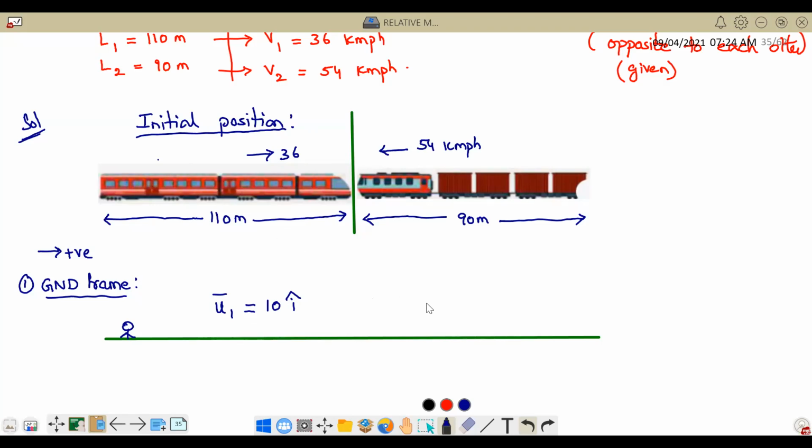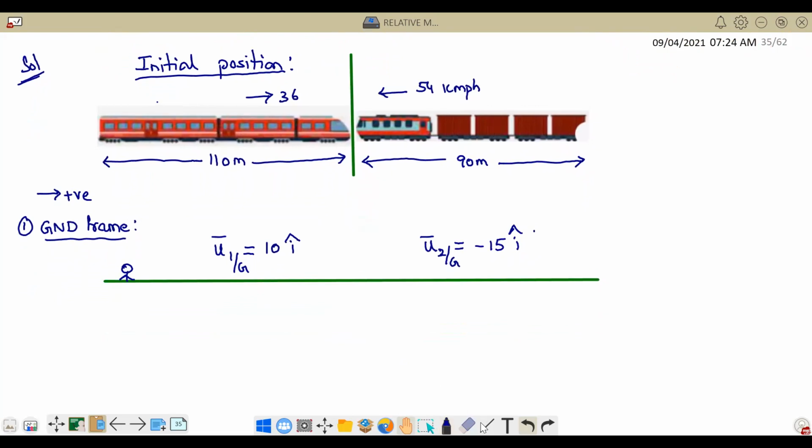Next, what is the velocity of the second train? Minus 15 i cap. So these are the values with respect to ground. Now what is our next step?